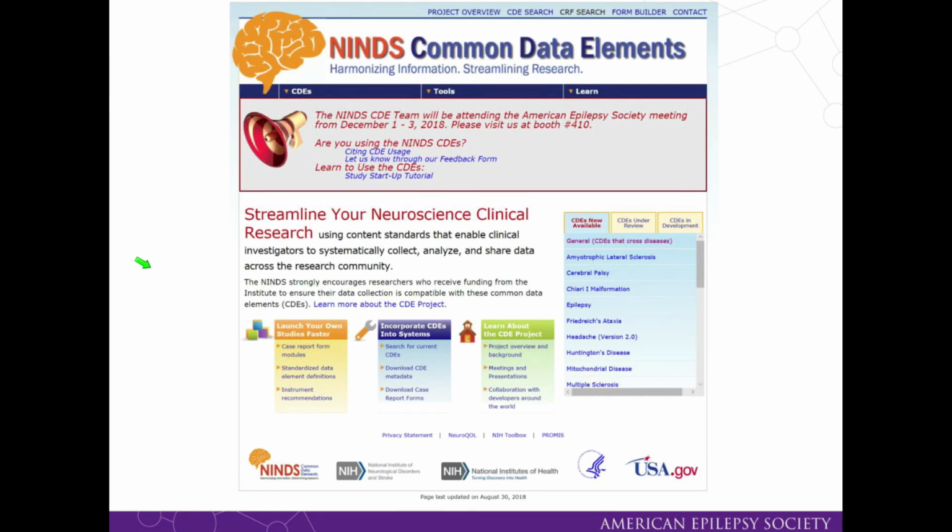Here's an example of a really great resource for developing your case report forms. This is the NINDS Common Data Elements project. NINDS convenes several committees to develop clinical research common data elements in multiple disease areas in neurology. And you can see a list here: ALS, cerebral palsy, Chiari malformations, epilepsy. And for each of these areas, there's a list of suggested variables and instruments to use. And these are freely available on the NINDS website.